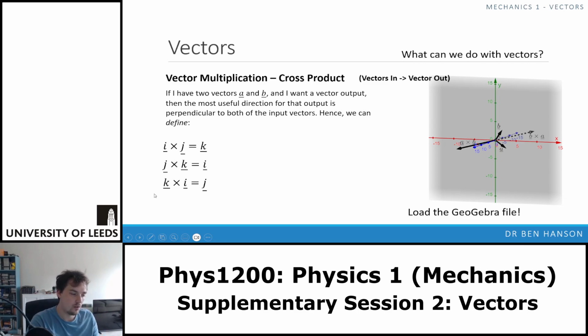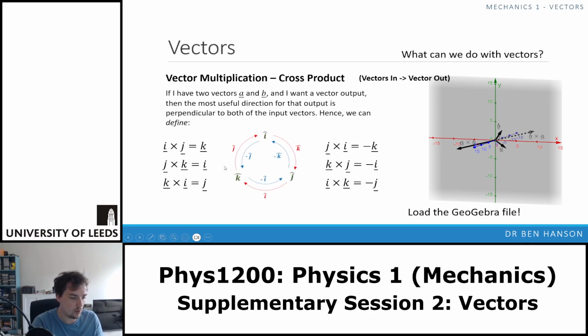But now let's reverse these things. J cross I then is minus k. K cross j is minus I, and I cross k is minus j. So that picks up our need for the cross product to be different or negative if we reverse those two input vectors around. We'll see why that's important shortly.